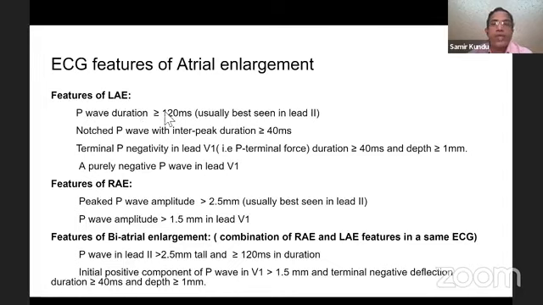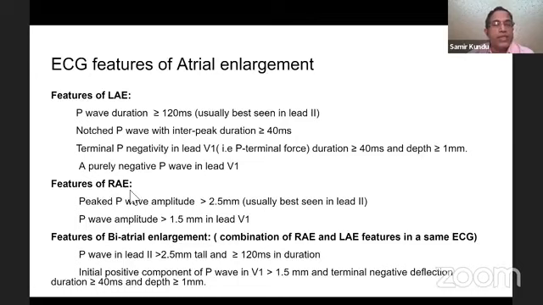The normal P wave duration is less than 120 milliseconds. So in case of left atrial enlargement, P wave duration is more than or equal to 120 milliseconds. In case of a notched P wave, the interpeak duration is more than 40 milliseconds. In lead V1, the terminal negativity, that means the P terminal force, has duration more than 40 milliseconds or depth more than 1 millimeter.